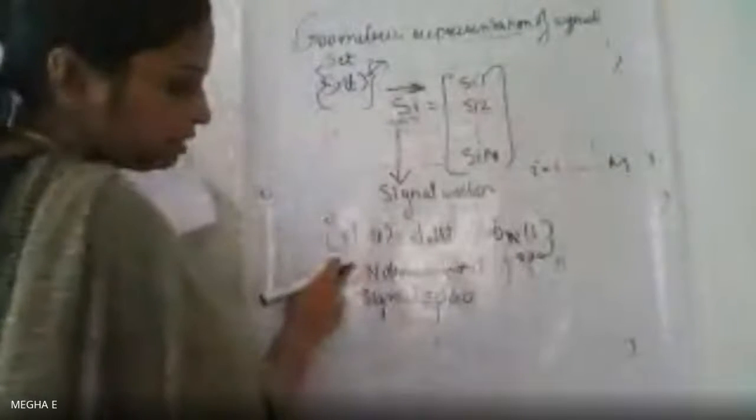So Si is a signal vector, and phi1 of t, phi2 of t, up to phi n of t form an n-dimensional space because the index ranges from 1 to n. So it's an n-dimensional space, and we say that it is a signal space. Is it clear?